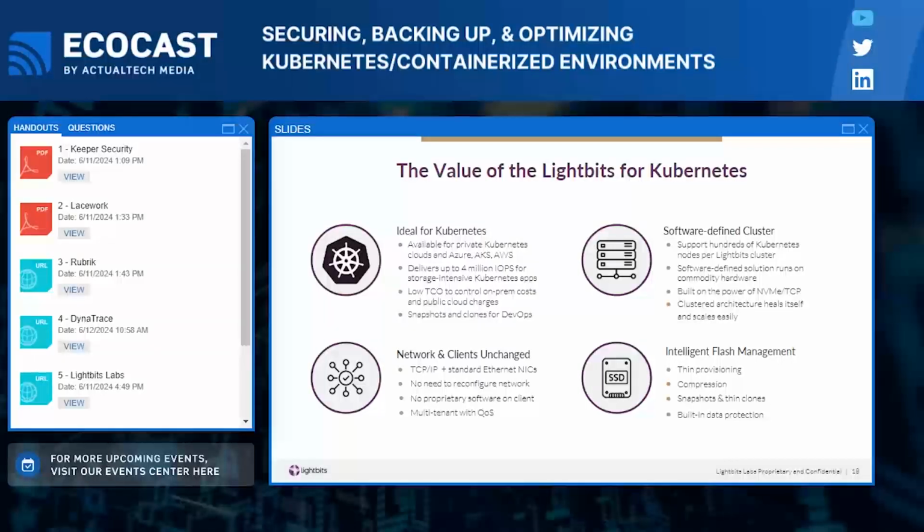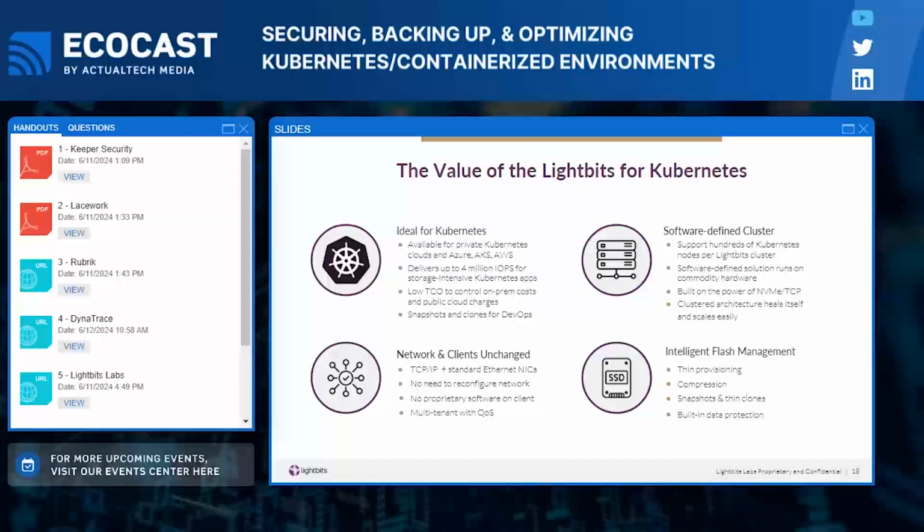So you get your network and clients unchanged, using maybe off the shelf or infrastructure that you already have in your data center and repurposing. We get multi-tenancy, and more importantly, there's no proprietary software on the client itself. NVMe over TCP is built into the Linux kernel already. And so there's no agent on the client. There's no software that Lightbits manages on the client.